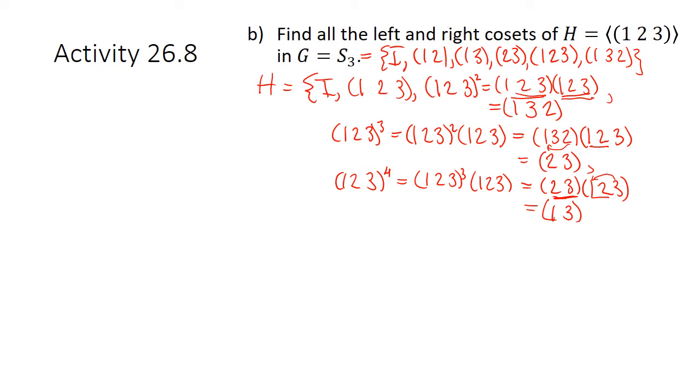Oh, okay. I've gotten 5 elements now. So I think there's probably not going to be just 5. I think there's going to be all 6 elements in here. So let me just confirm that that is the case. So (1 2 3) to the fifth should be (1 2 3) to the fourth times (1 2 3).